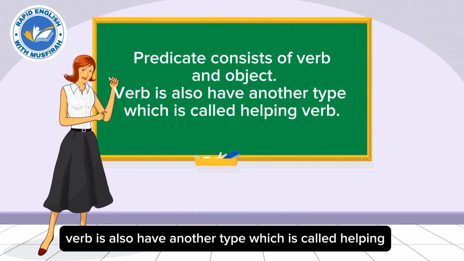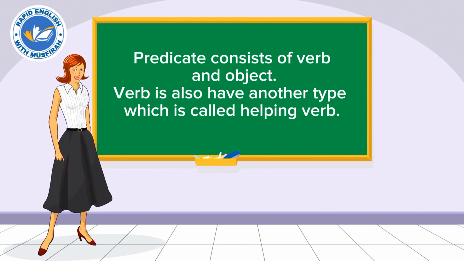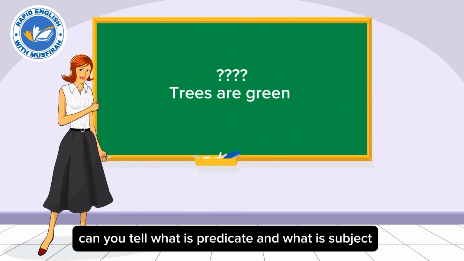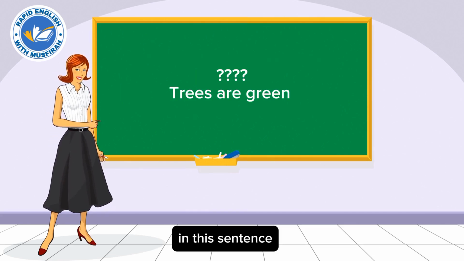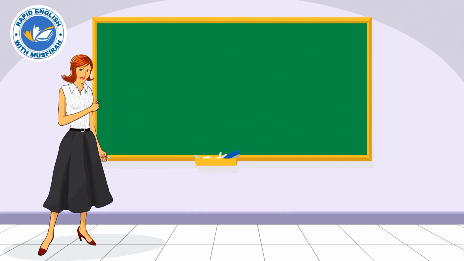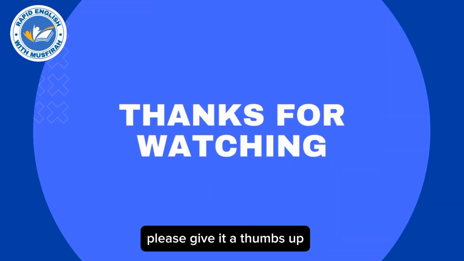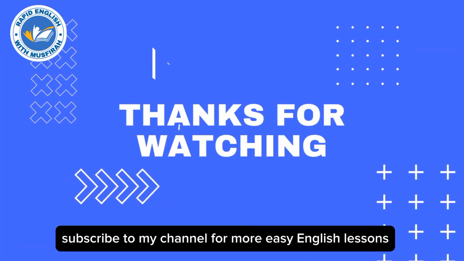Verb also has another type which is called helping verb. Can you tell what is the predicate and what is the subject in this sentence? Trees are green.